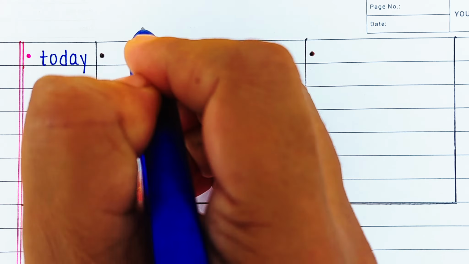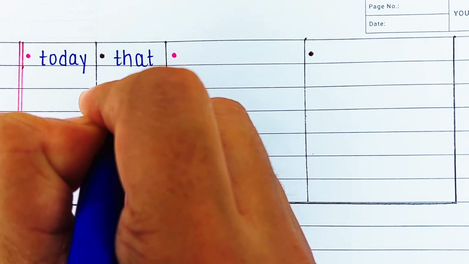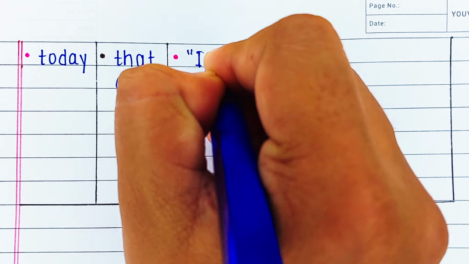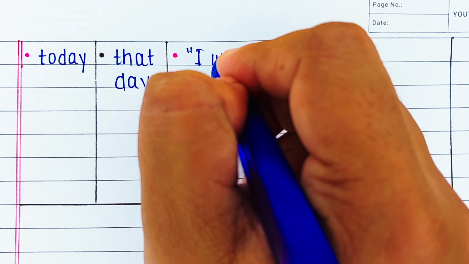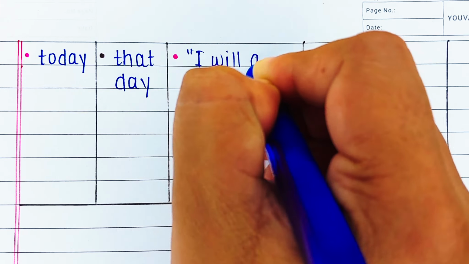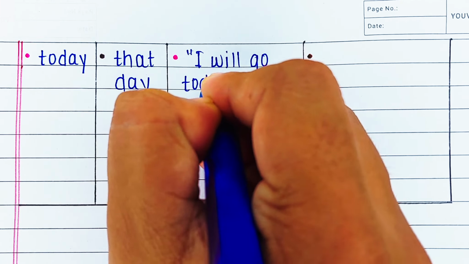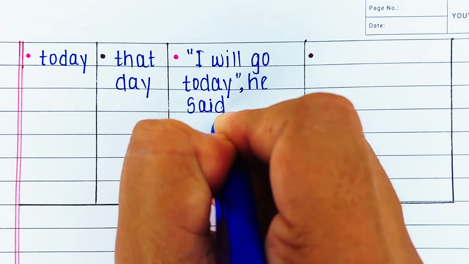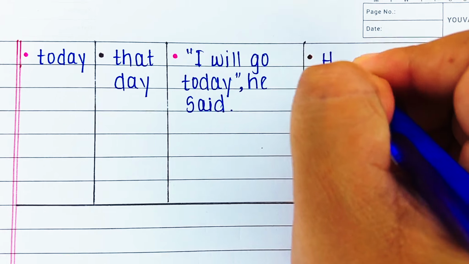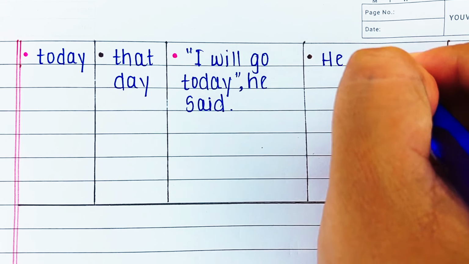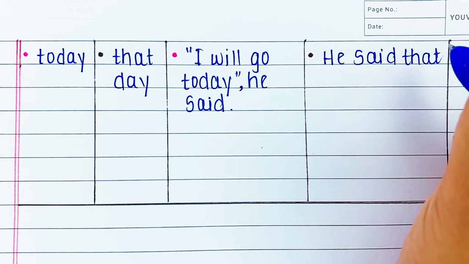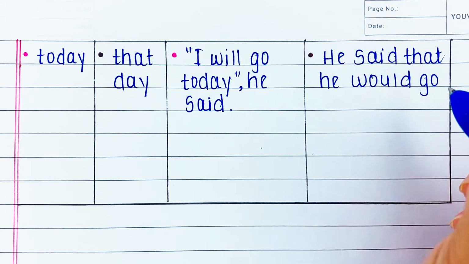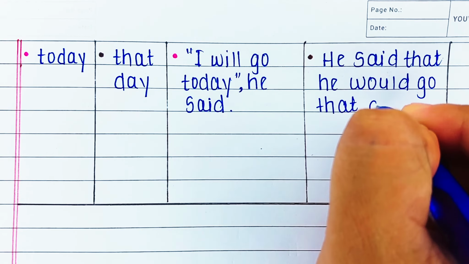Next is today. Today in direct speech will be written as that day in indirect speech. Example, "I will go today," he said. In indirect speech, we will write, he said that he would go that day.